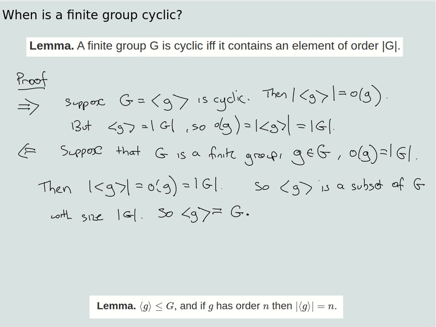That means G is equal to the cyclic subgroup generated by one of its elements. So G is cyclic. Okay, we're done. We've done both directions of this result. So we've shown that it's true.